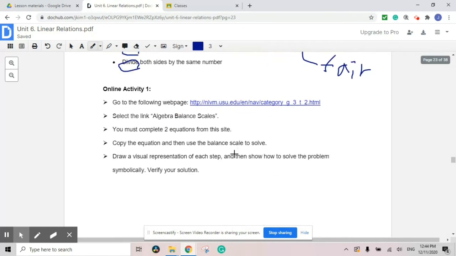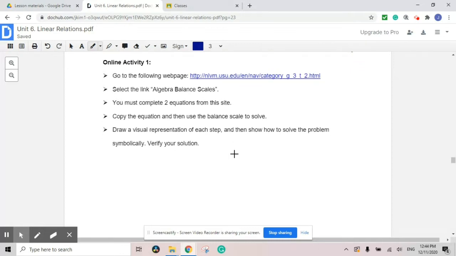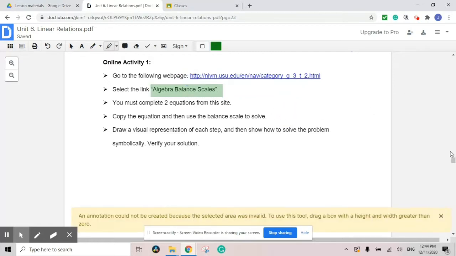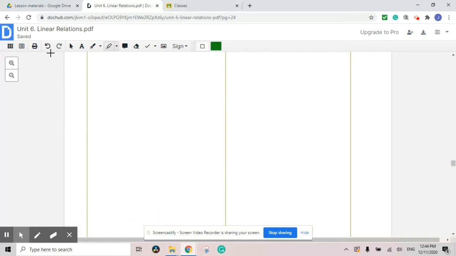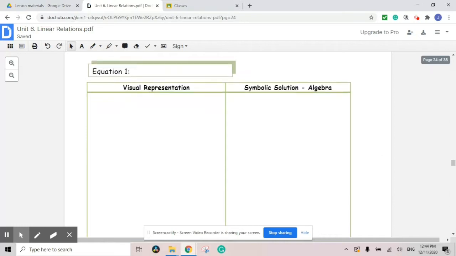We are going to skip this online activity. Feel free to go there because you can use the algebra balance scale. This is the first method that we're going to go through, the algebra balance scale, and we're going to use several examples with it. We are going to create some examples on the page right next to the lesson page, which is Equation 1.